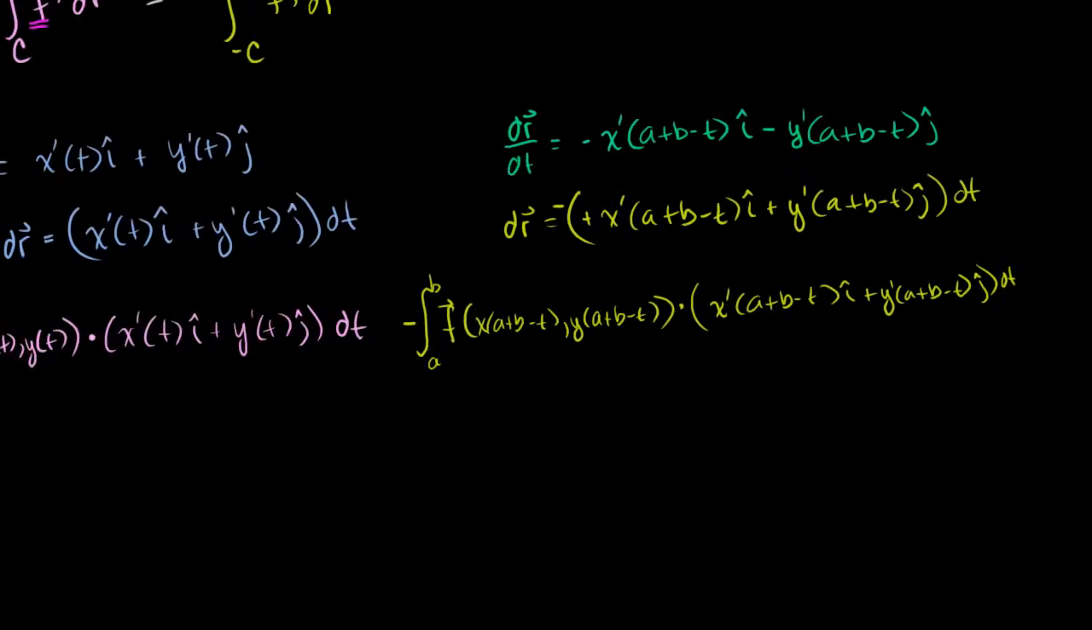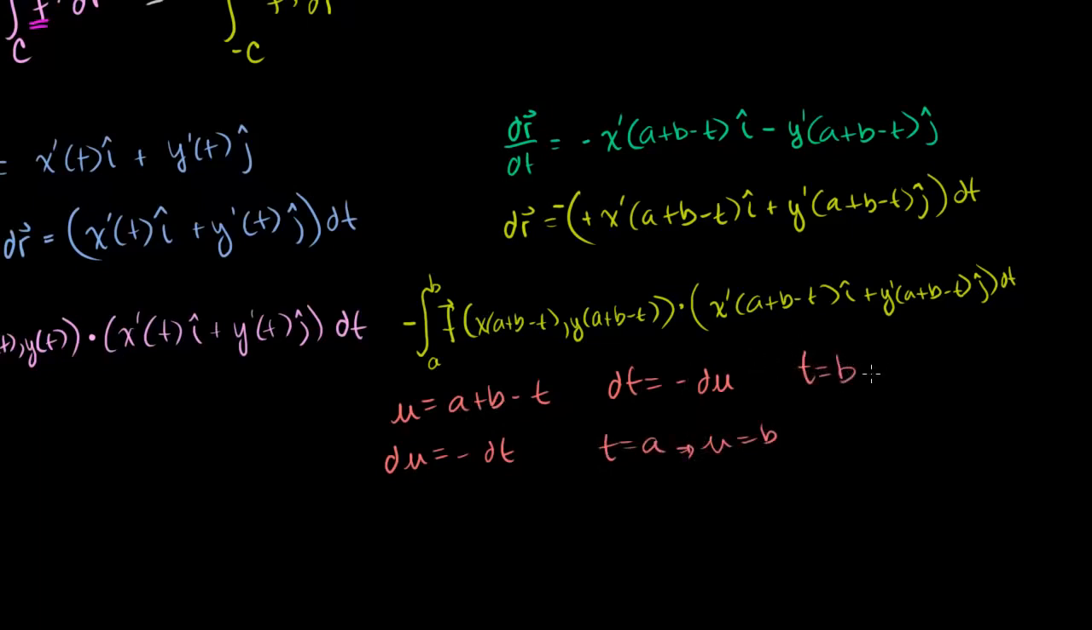So let me just focus on that side. Let me make a substitution. u is equal to a plus b minus t. Then we get du is equal to minus dt, just taking the derivative of both sides. Or you get dt is equal to minus du. And then when t is equal to a, u is equal to a plus b minus a, so u is equal to b. And when t is equal to b, u is equal to a plus b minus b, which is a. u is equal to a.